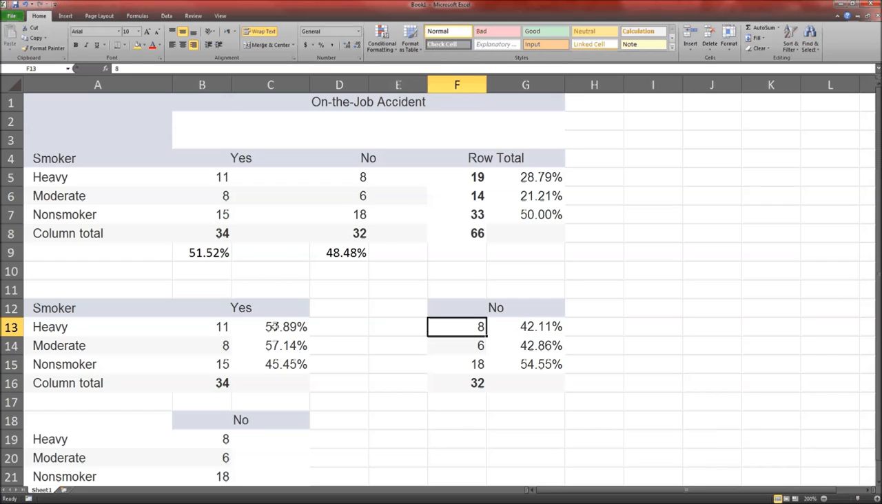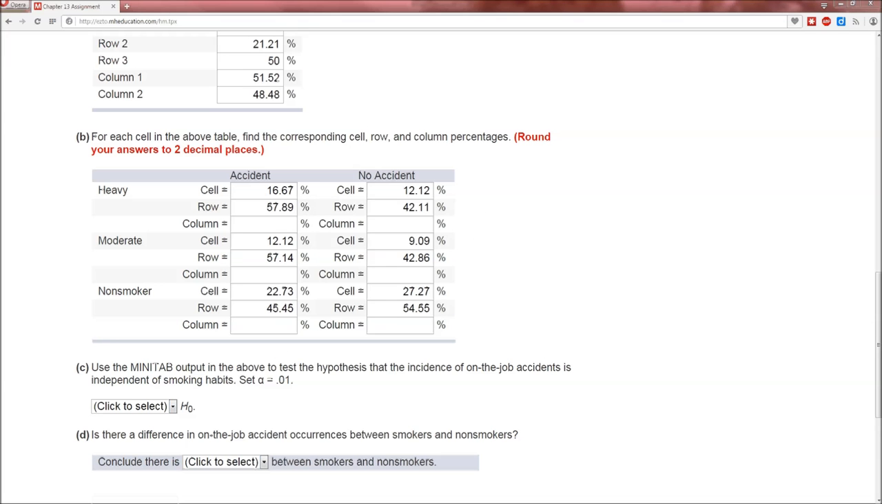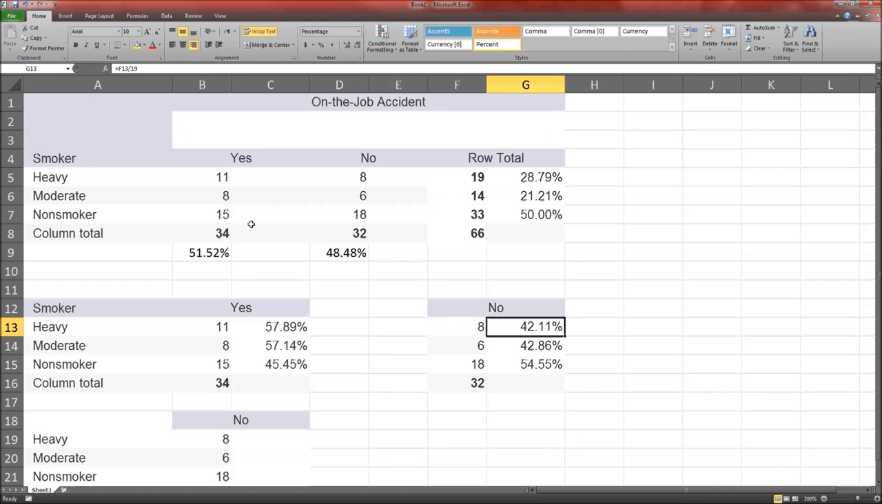54.55. Notice this percent for heavy yes plus this percent for heavy no adds up to 100, because we're dividing by the row sum. So the row percentages have to add up to 100. Okay, let's transfer those numbers over. And there they are. So again, the row percents are the cell counts divided by the row totals. Similarly, the column percents for the cell will be the cell count divided by the column total. Let's go ahead and do that one.